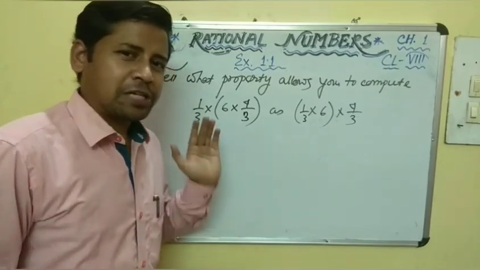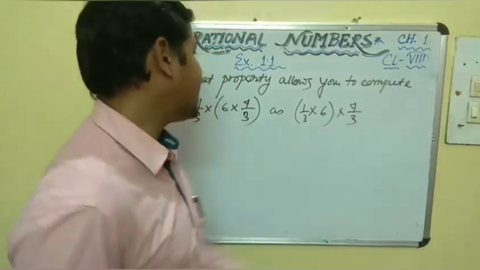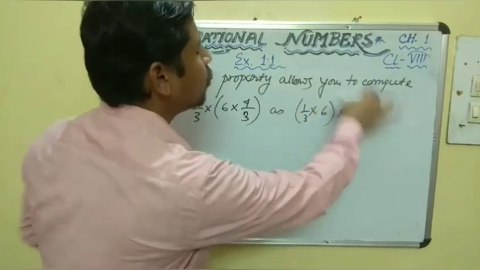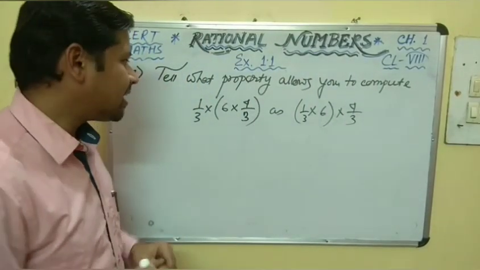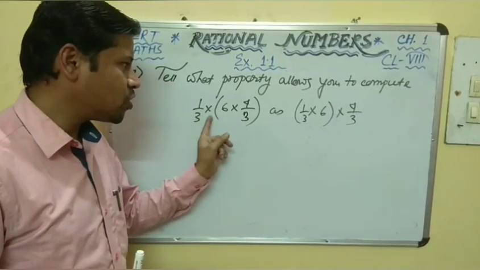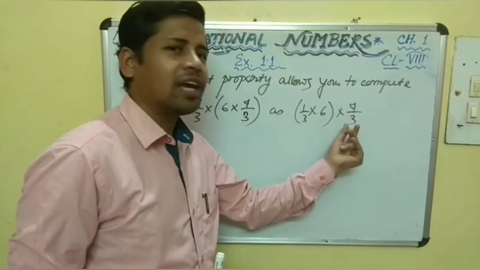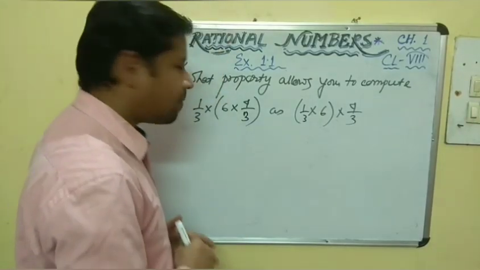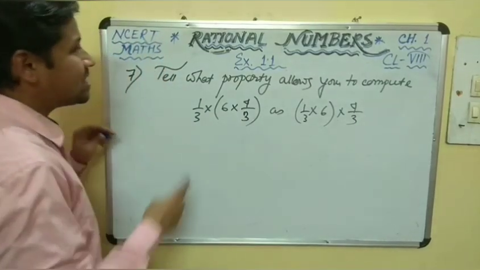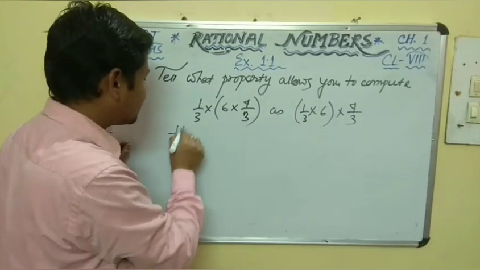So next we go to question number 7. Tell what property allows you to compute 1 by 3 into 6 into 4 by 3 whole as 1 by 3 into 6 whole into 4 by 3. Very simple here. If there are 3 rational numbers A, B and C, then A into B into C whole, A into B whole into C. Recapitulate the associative property of multiplication here.